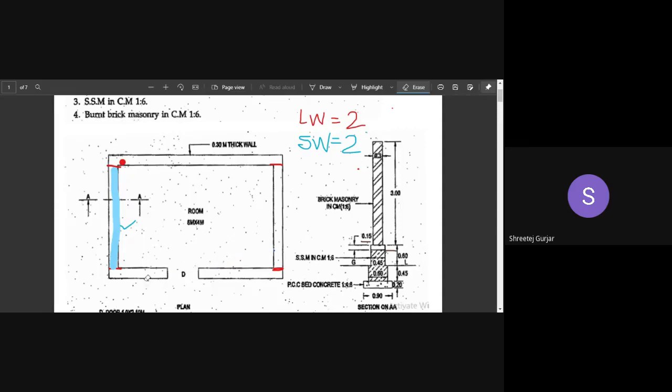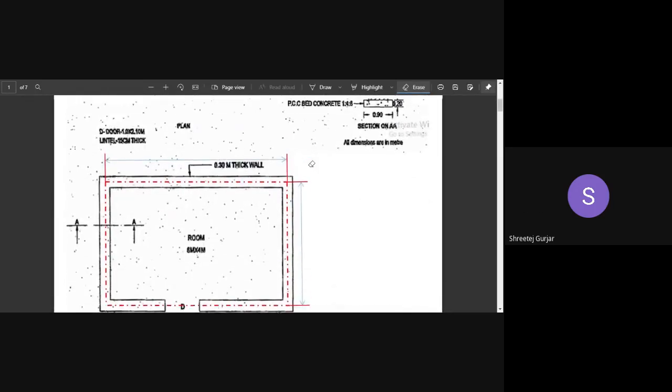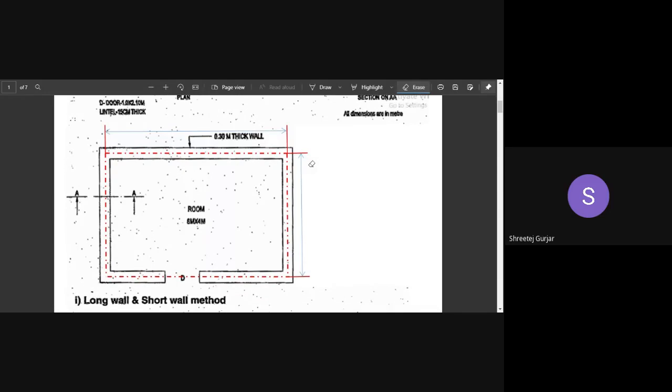Okay, so what I'll do is I will just continue with the next thing now. You have understood now how we have divided it into long wall and short wall. Next, coming to center line, as I said, now we have to find the center line length.